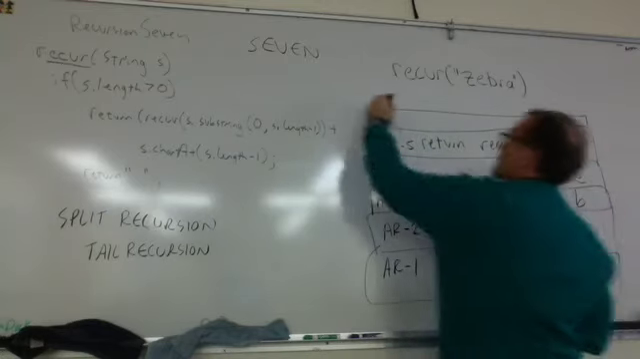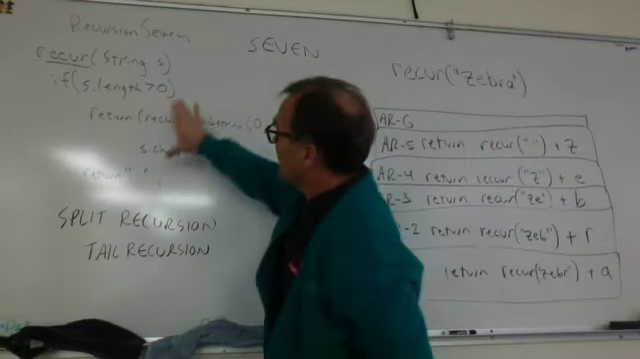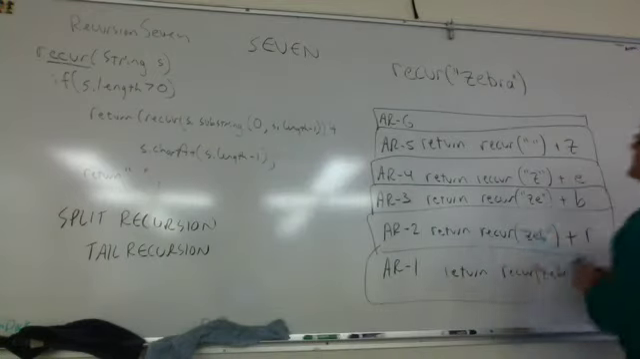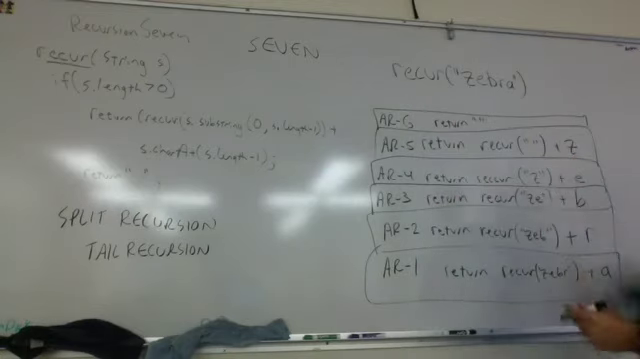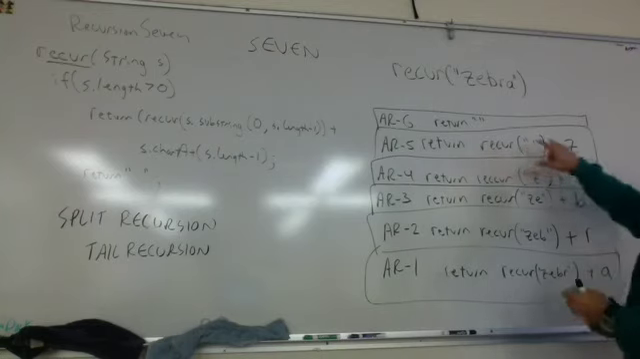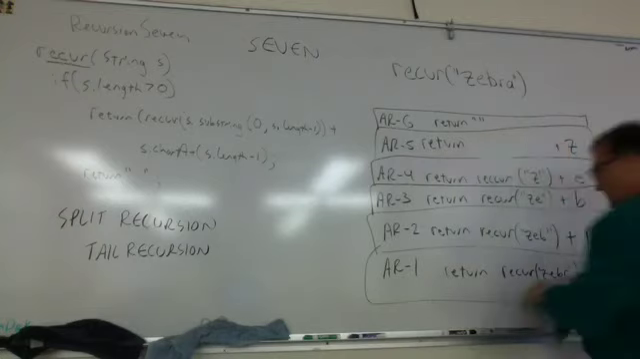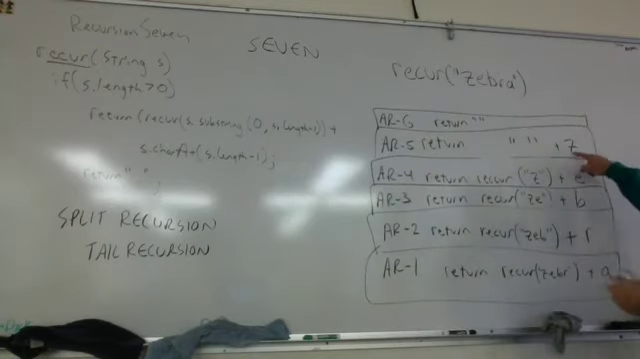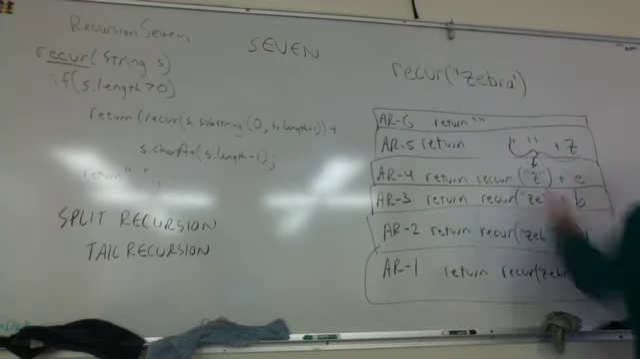So I call recur with a string of length 0. If this doesn't happen, all it does is return an empty string. So this just goes straight to returning an empty string. So recur with an empty string returns an empty string. So this gets replaced with an empty string. Z gets added onto it. This is what gets returned here.